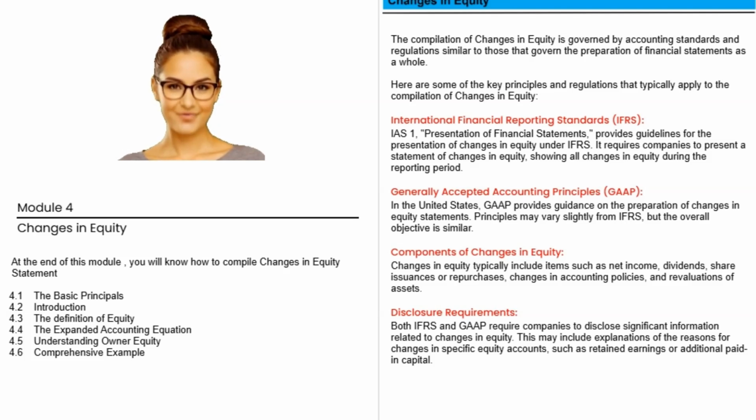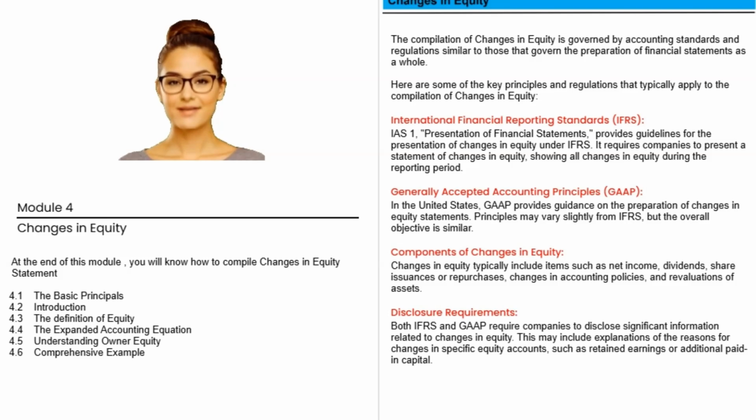Next, we have the Generally Accepted Accounting Principles, or GAAP. In the United States, GAAP provides guidance on the preparation of changes in equity statements. Principles may vary slightly from IFRS, but the overall objective is similar. Next, we look at the components of changes in equity. Changes in equity typically include items such as net income, dividends, share issuances or repurchases, changes in accounting policies, and revaluations of assets.